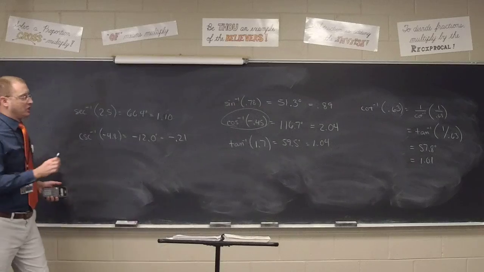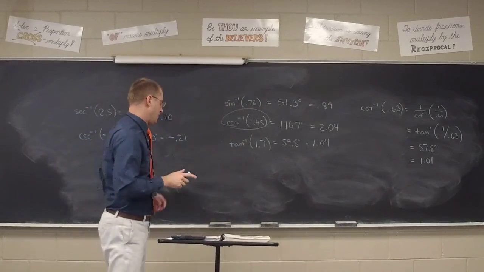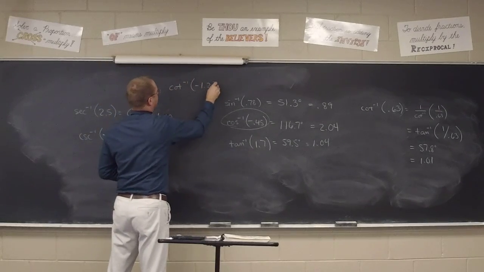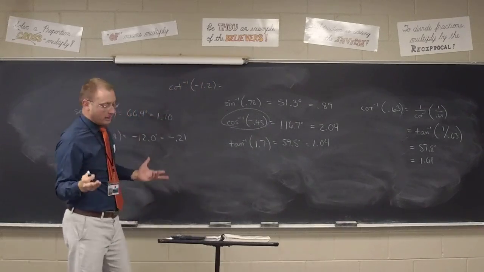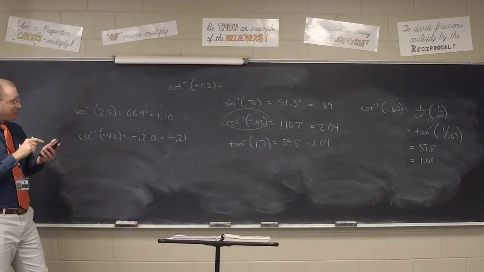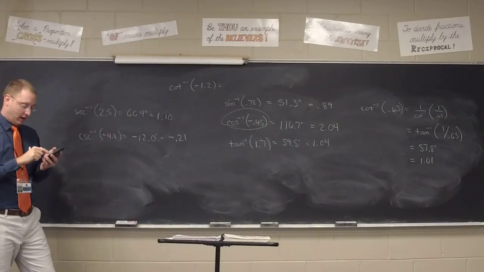Now, there is one little detail. This is something we'd actually already done in the class, but there's something we hadn't seen. What if we had the arc cotangent of negative 1.2? Well, again, we put it in degree mode first. We take the reciprocal of the negative 1.2, and then we take the arc tangent, right? To get?